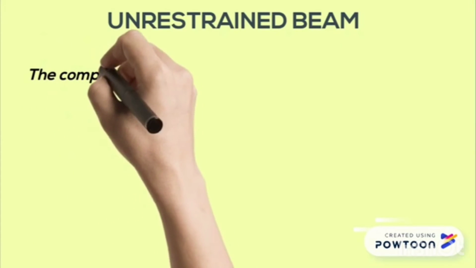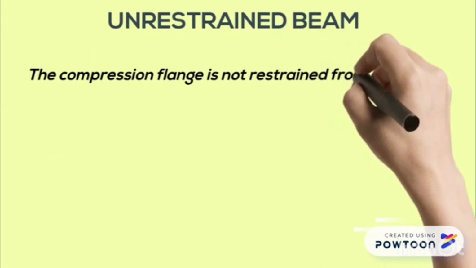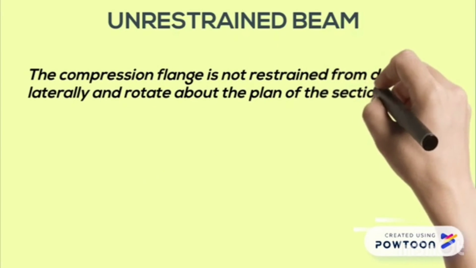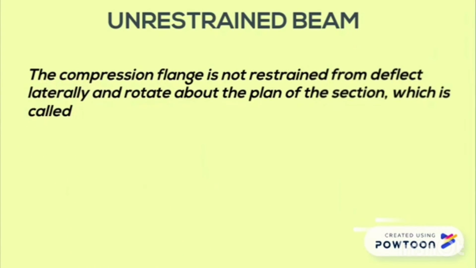Next, let us go through the unrestrained beam. In an unrestrained beam, the compression flange is not restrained from deflecting laterally and rotating about the plane of the section, which is called lateral torsional buckling.